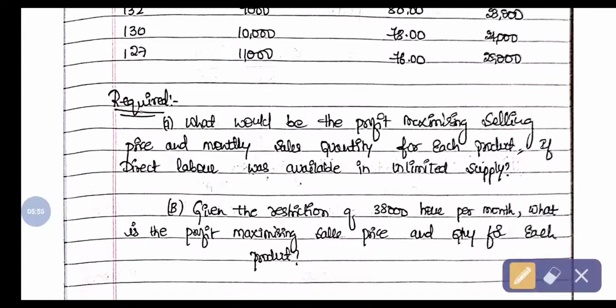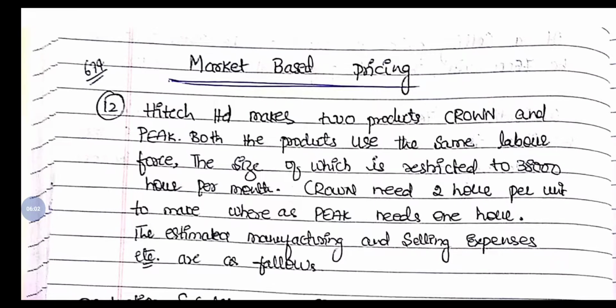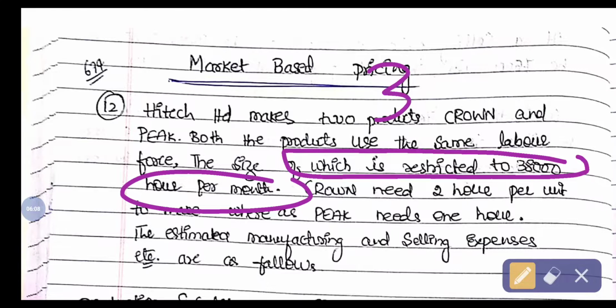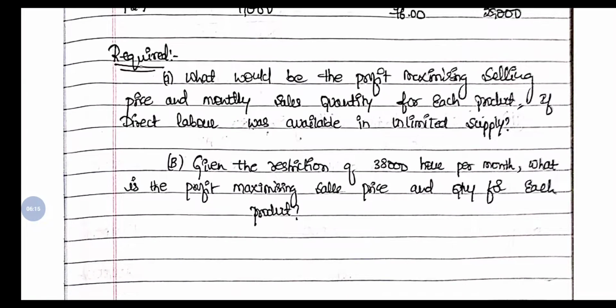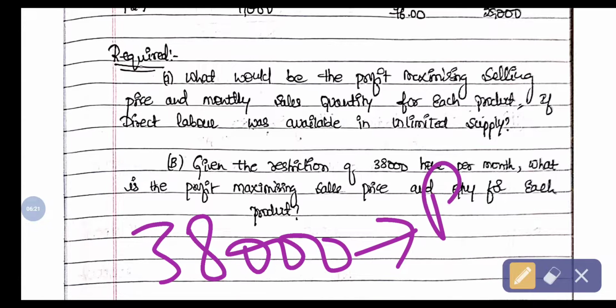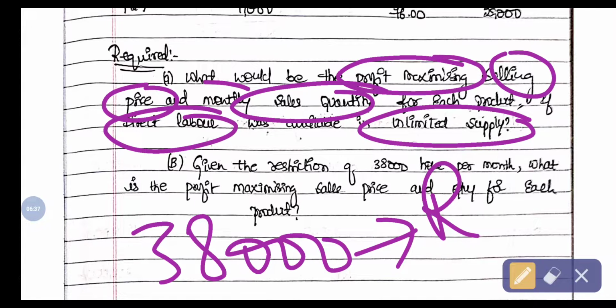And if direct labor is available in unlimited supply. In the first information, they told us that there is a restriction on direct labor, that is 38,000 per month. Here they are telling us, in the first case, forget about that 38,000. What if you don't have any restriction, if your direct labor is unlimited? If you are getting unlimited hours for working in a month, how will you maximize our profit? Which selling price will you recommend? Which sales quantity will you recommend if you ignore this restriction?